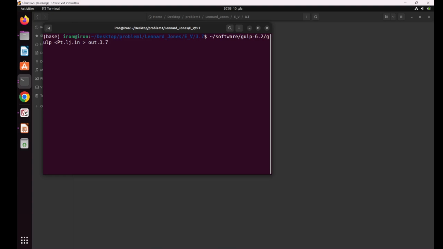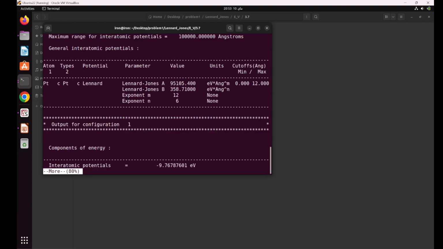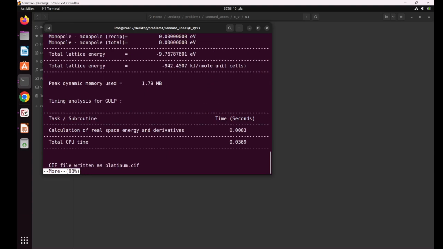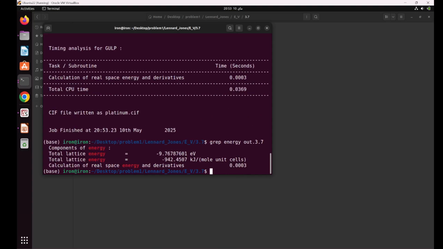out.3.7, just to remind ourselves that this is the lattice parameter 3.7. And this is standard stuff. By the way, you could even just ignore checking it by simply grabbing the energy, and this will really be part of our automation, or scripting, which we learn at the later part of this course. If I grep this energy, it's minus 8.76 something electron volt. So that's the energy that corresponds to this lattice parameter.